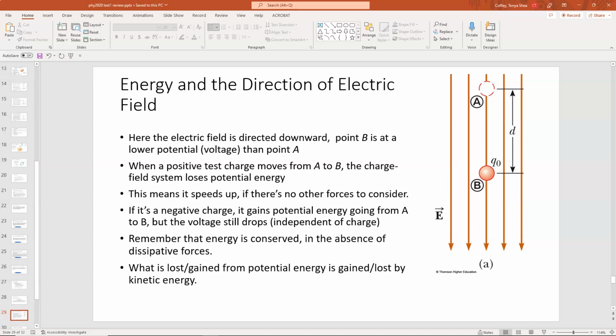So that's why we take out the charge when we talk about voltage and just discuss what's going on with the field. The potential and kinetic energy can go either way in an electric field depending on the sign of the charge, but the voltage is always going to be higher upstream in an electric field.